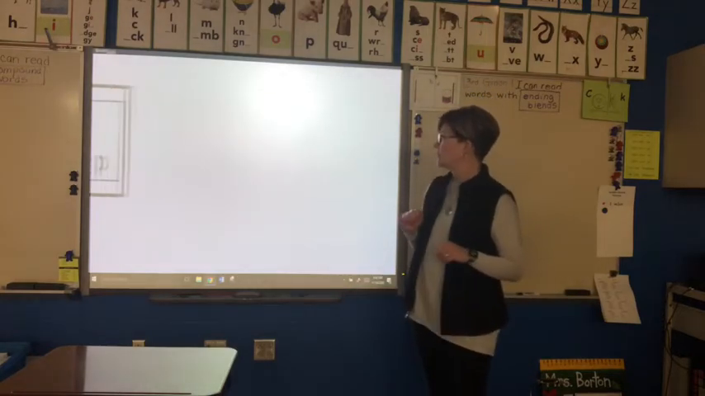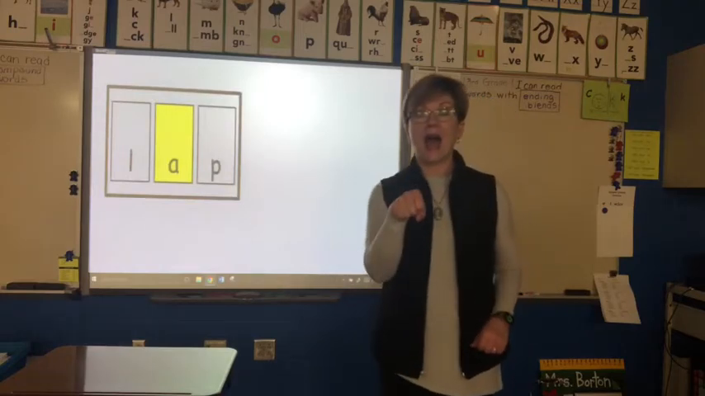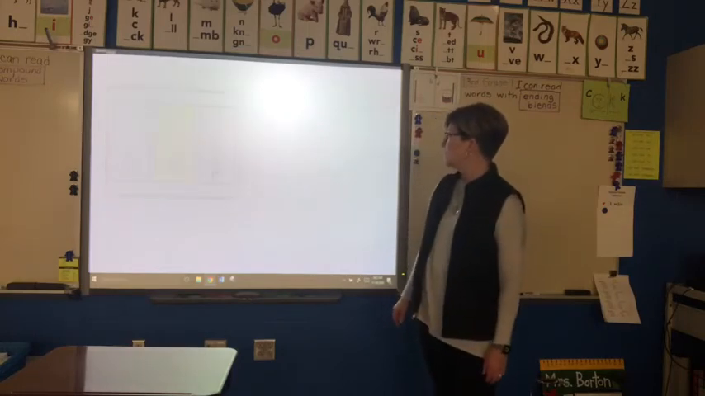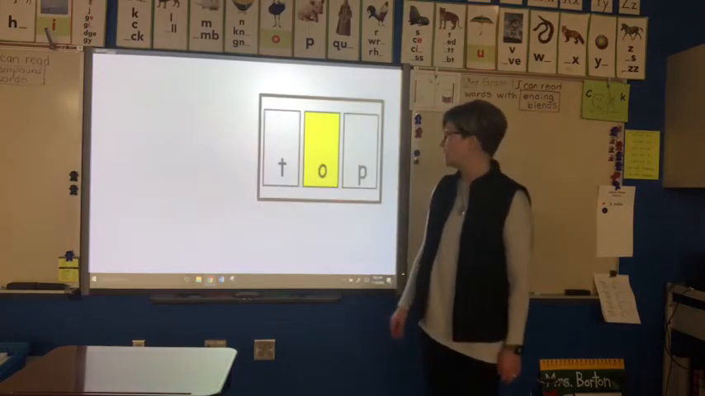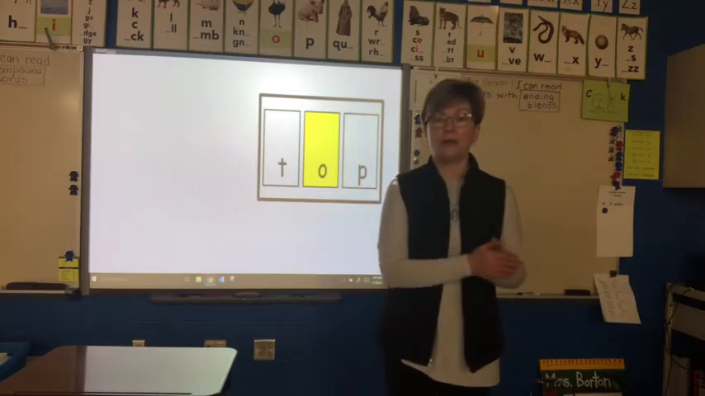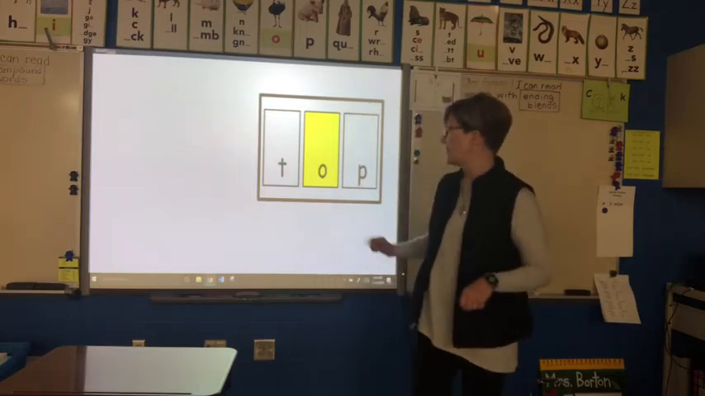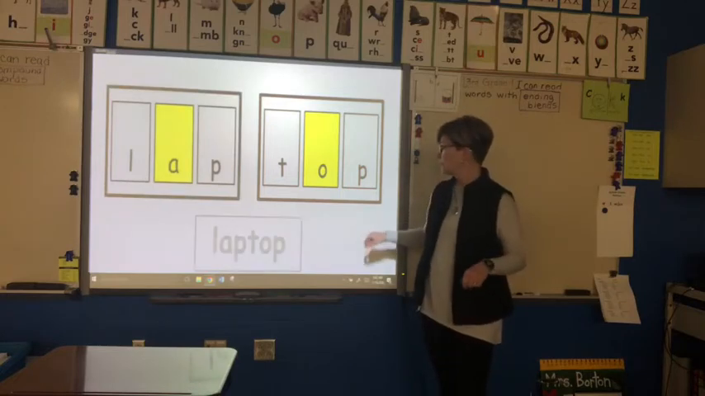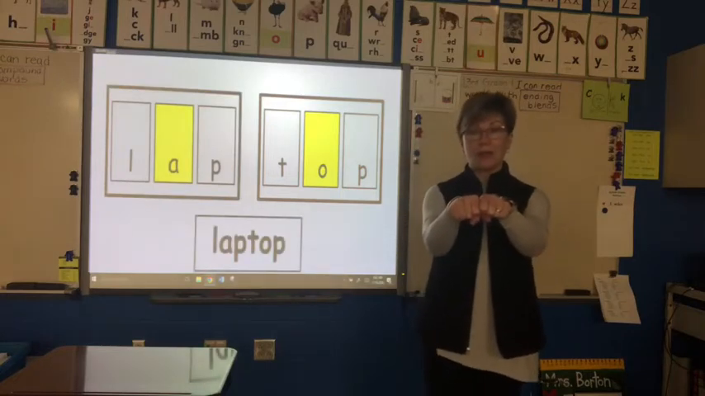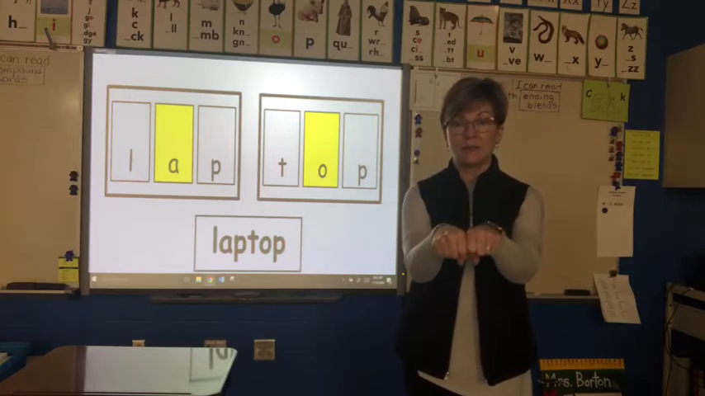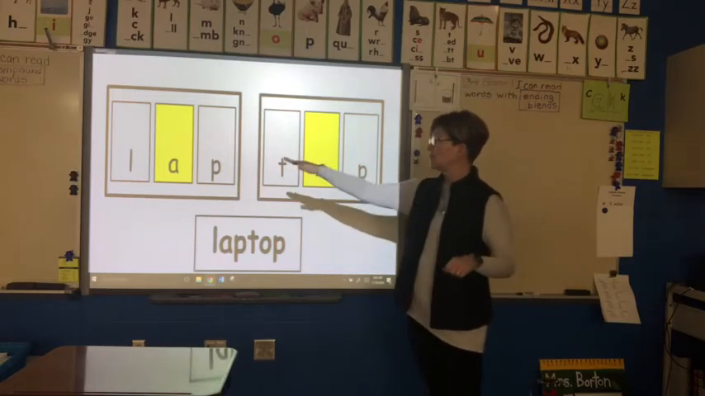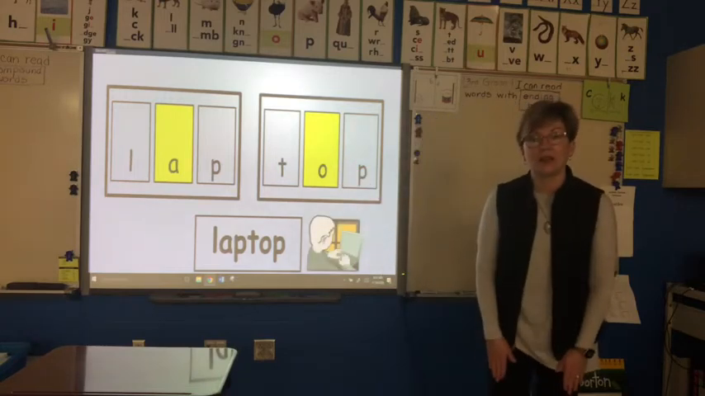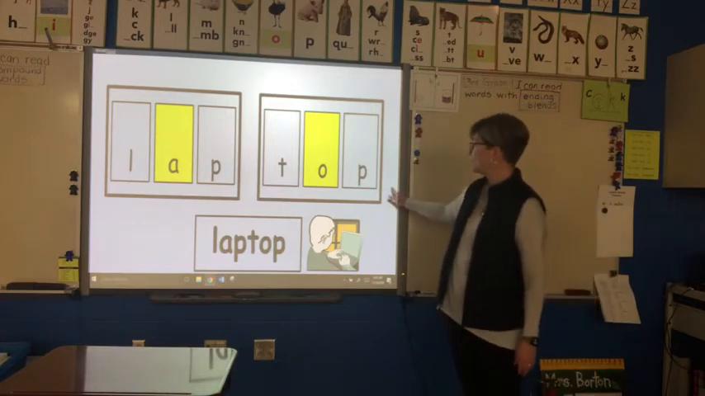Let's take a look at another one. Lap. That's 1 syllable. Here's another syllable with 3 sounds. Top. Let's put that together. Laptop. Laptop is a compound word with no spaces that has meaning using both of those syllables. A laptop is a computer that sits on your lap.